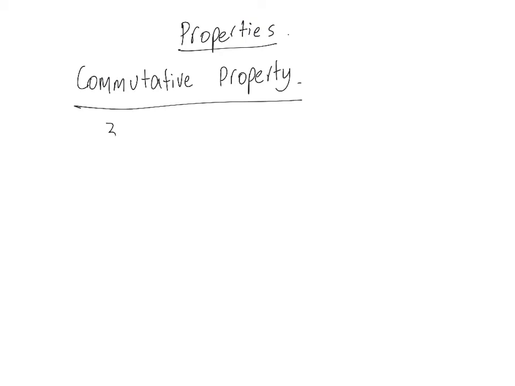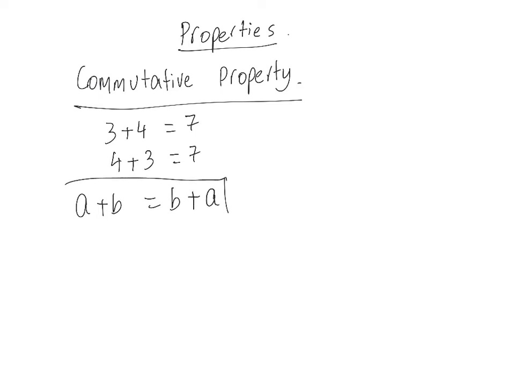So if I added 3 plus 4, what do I get? 7. If I add 4 plus 3, I still get 7. So whatever I do to the order, it doesn't change the answer. So if I added a plus b or b plus a, it stays the same. So this is the commutative property of addition.